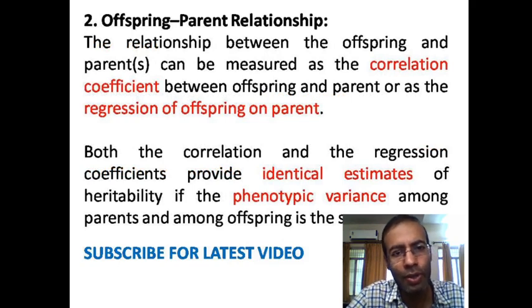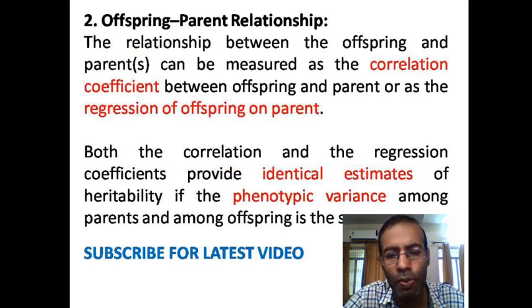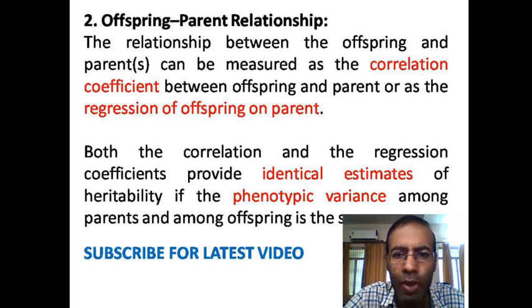Now the second relationship which is generally used is the offspring parent relationship. The relationship between the offspring and parents can be measured as the correlation coefficient between offspring and parent, or as the regression of offspring on parent. So using offspring parent relationship, we can estimate heritability.